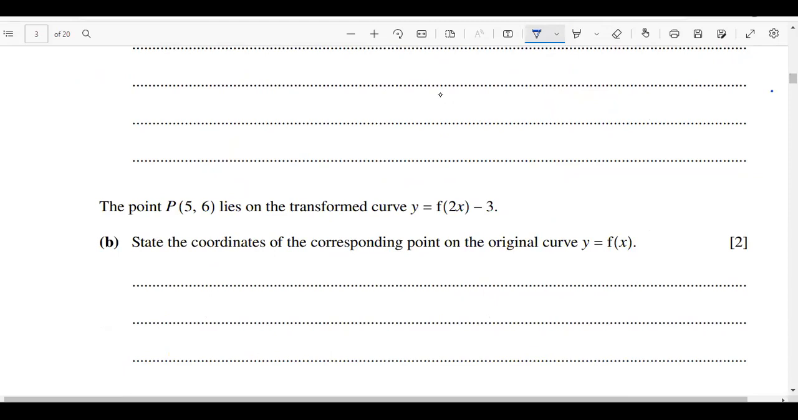Now it says the point P(5, 6) lies on the transformed curve. State the coordinates of the corresponding point on the original curve. So you need to find the coordinates of the point which were there on the original curve, when you know that on the transformed curve, these would be the coordinates. Just type the answer in the chat box. You know what this 2 has done and what this minus 3 has done. So using this information, please type your answers in the chat box. You are locating the coordinates on the original curve.